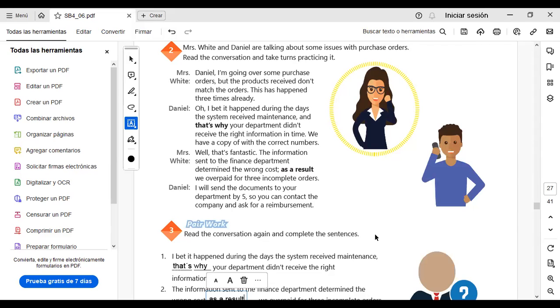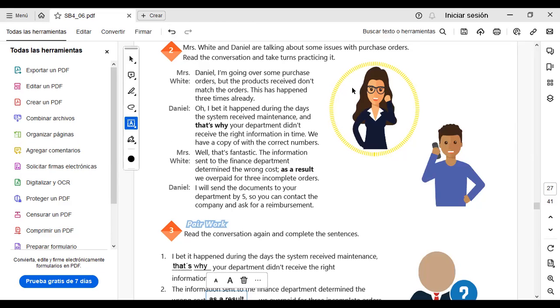And do you know what it means, reimbursement? A reimbursement is in Spanish a reembolso. It is to give you back the money. Okay. Do you want practice? Yes. I don't know who is Mrs. White and who is Daniel. I could be Daniel. Who will be Mrs. White? Okay. I'm available. Okay, so you start. Okay.